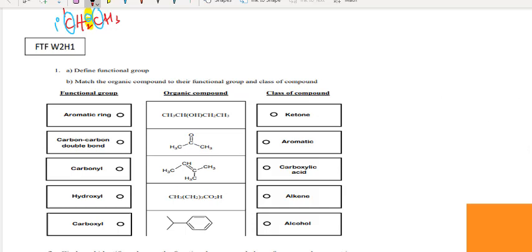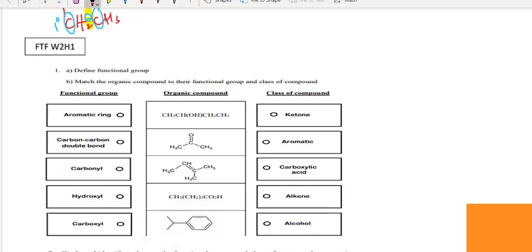So today we are going to learn how to answer the tutorial question for the second week, first hour. The question. So we got two questions, I guess, for this tutorial question. So it is related to the functional groups and class of compound. So to answer this question, you have to know the functional group and the class of compound.